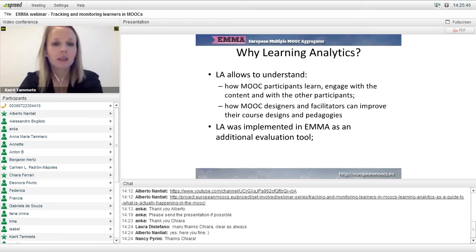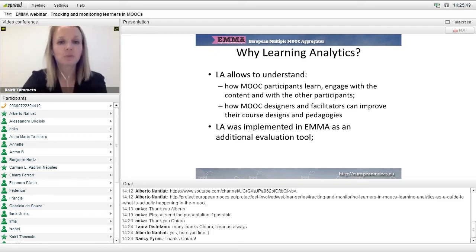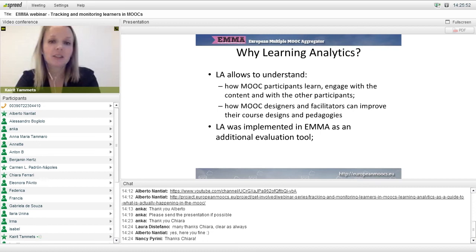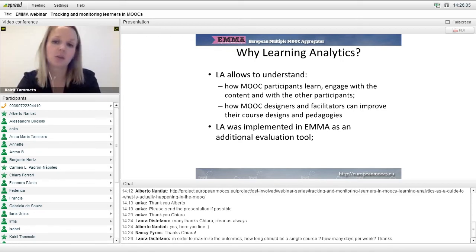So, why do we talk about learning analytics in MOOCs? Because learning analytics allows us to understand how the participants of MOOCs learn, engage with the content and with other participants. It also allows us to understand how MOOC designers, teachers or facilitators can improve their course design and implemented pedagogies. And in EMMA, learning analytics is used as an additional evaluation tool next to the survey tools that Chiara was just describing.